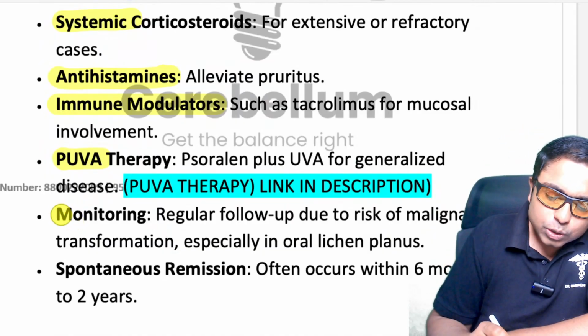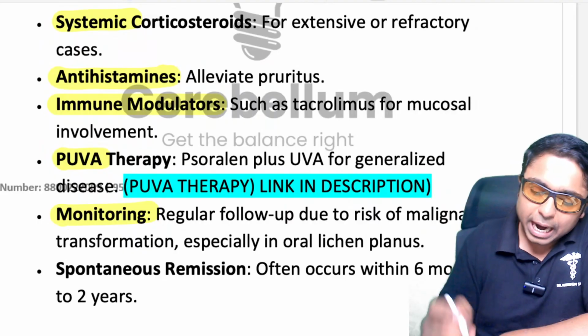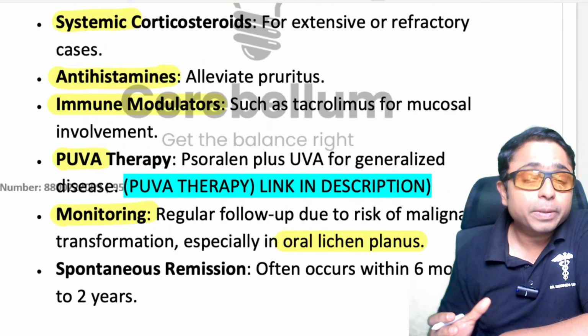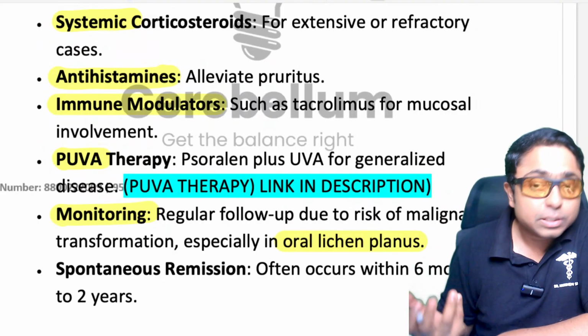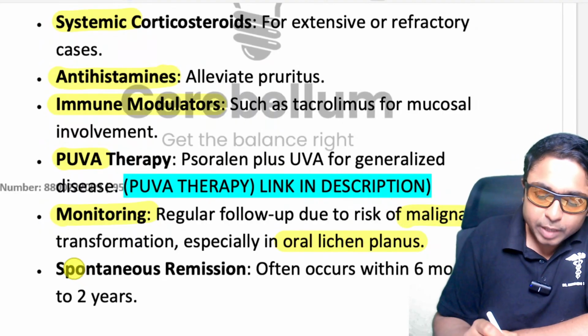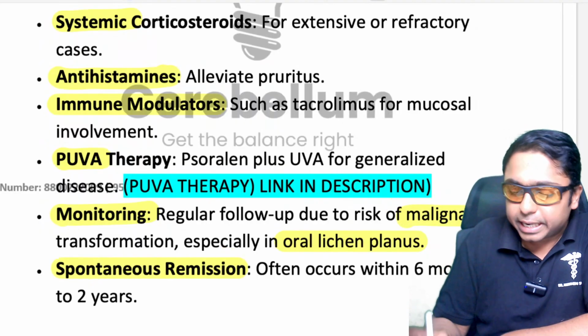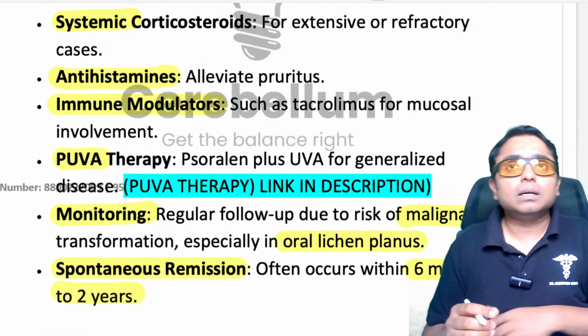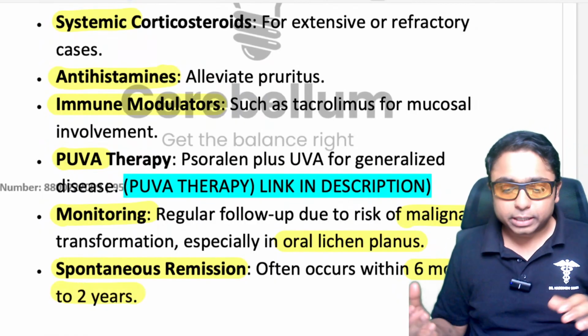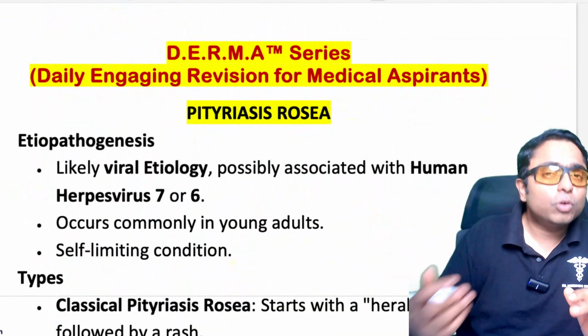So we have to monitor the patients who are having oral lichen planus very closely, because there is a possibility that it can transform into malignancy. Spontaneous remission is also seen very commonly, but the problem is it takes time, 6 months to 2 years. So we have to monitor and we have to give the treatment.